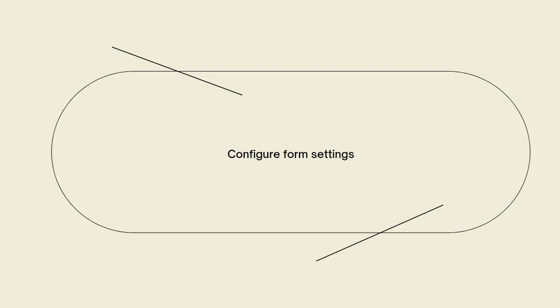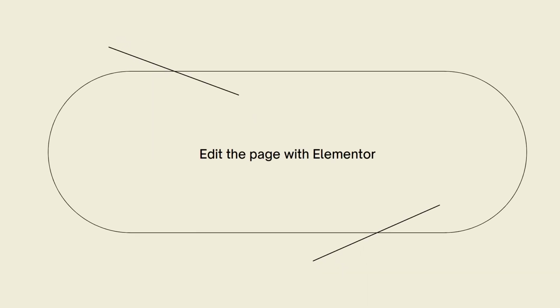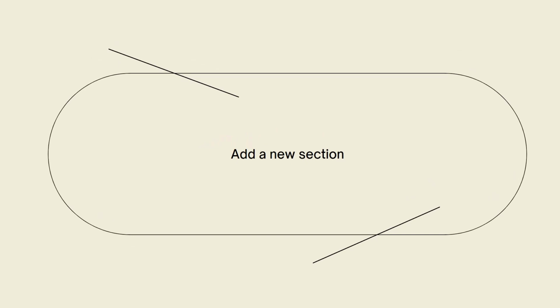Now edit the page with Elementor. Go to the page where you want to add the contact form and click on the Edit with Elementor button to open the Elementor editor. Now add a new section. Within the Elementor editor, click on the plus sign or icon to add a new section to your page. Choose the desired column structure for the section.